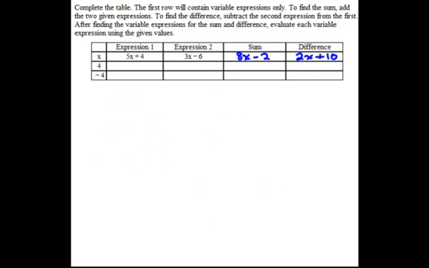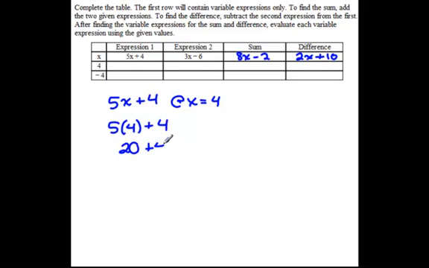To evaluate the first expression at x equals 4, I'm going to start off by writing down the expression. And then at x equals 4, I'm going to substitute the value of 4 in for my x. So I have 5 parentheses 4, because x equals 4, plus 4. Now I just follow order of operations. I'll have 5 times 4, which is 20, plus 4, and that gives me a 24. And that's the value of this expression at x equals 4.